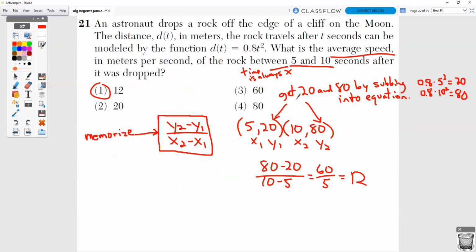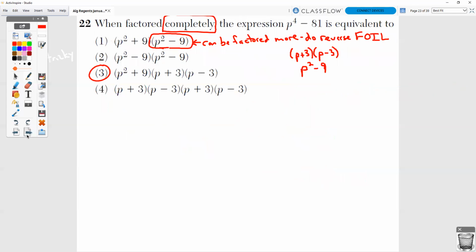So now that we have that, we need to figure out what our y values are. We'd figure out our y values by taking our 5 and taking our 10 and subbing it in for t. All right, so 0.8 times 5 squared, 0.8 times 10 squared, you get 20 and 80. Now you want to use that formula. You end up with 80 minus 20, which is 60, over 10 minus 5, which is 5, top divided by bottom. You get an answer of 12. That's a hard question as well.